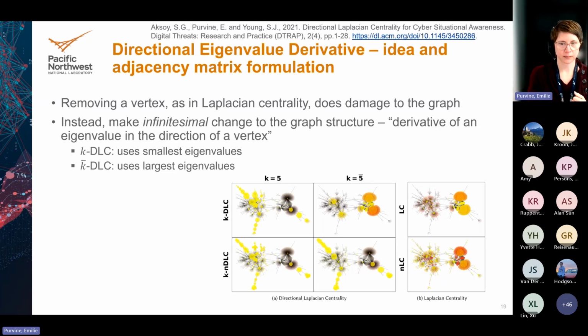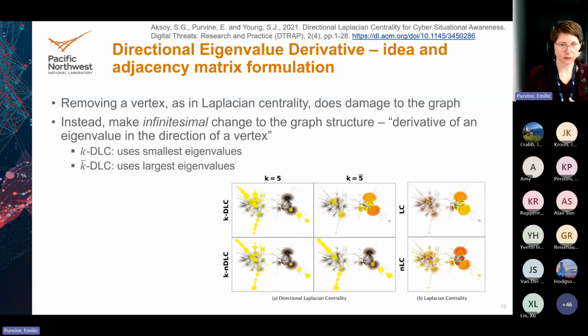And so what this leads to is the notion of the derivative of an eigenvalue in the direction of a vertex. I have a paper up at the top if you want to look at the details of how we derive this and how we compute it. That's not what I'm going to talk about today because I wanted to get through more than just the one example. But just to give you the sense of what we're doing, it's this derivative of an eigenvalue. And we can do this for any subset of the eigenvalues. You can do the same thing for the Laplacian energy. You can compute it for just a subset of the eigenvalues. It doesn't have to be all of them.